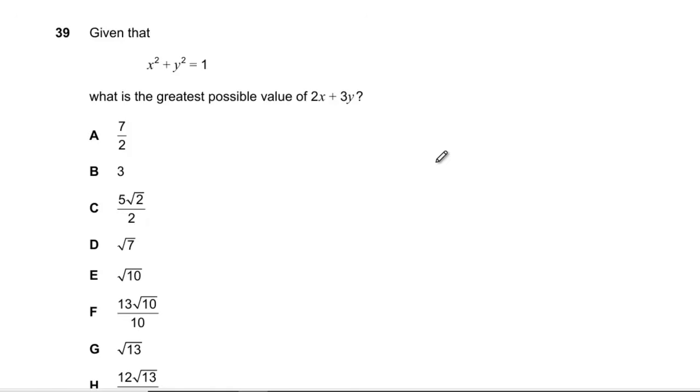Given that x squared plus y squared equals 1, what is the greatest possible value of that? Right, okay, I've been discussing this in tutorials recently, that a few people use this. It's not something I was that familiar with, really. I think it's Cauchy-Schwarz. A lot of people use this. I'm not going to use it. It's a quick way of getting this answer.